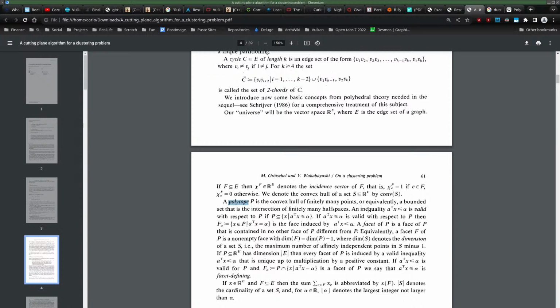An inequality a^T x less than or equal to alpha is valid with respect to P if P is a subset of all x's for which a^T x is less than or equal to alpha. Okay, they managed to make a new sentence that is very difficult.